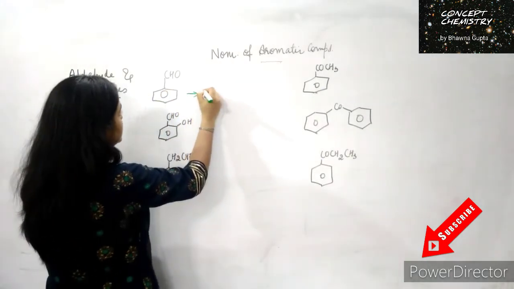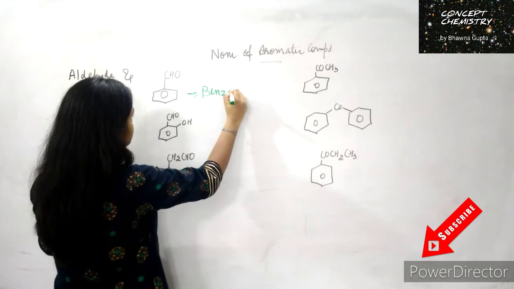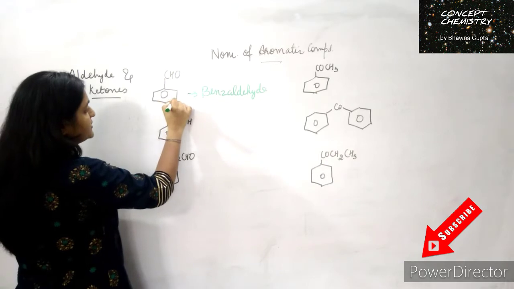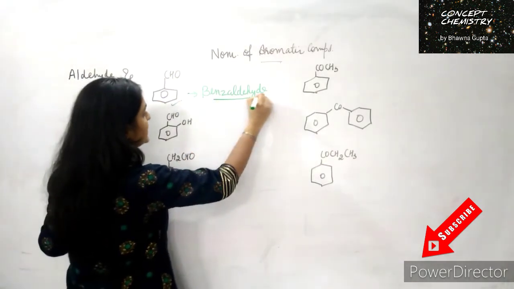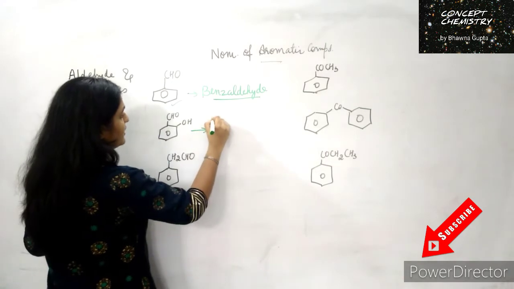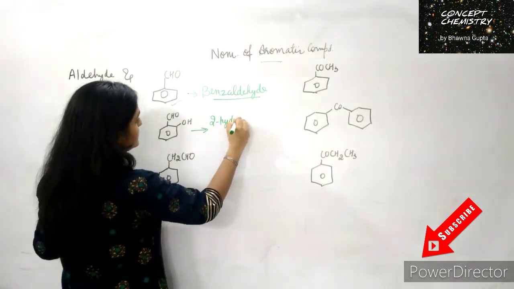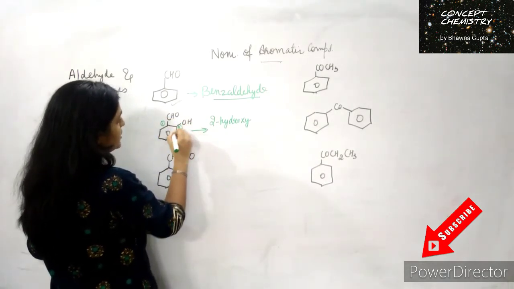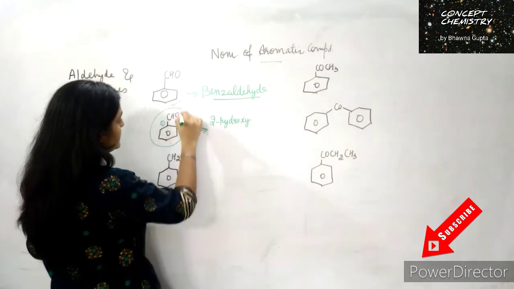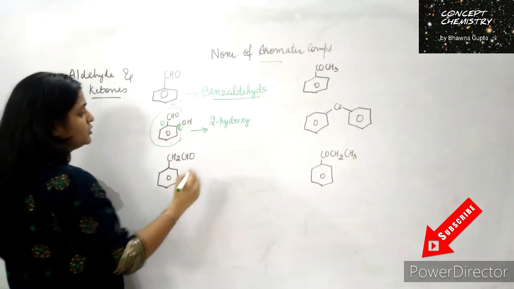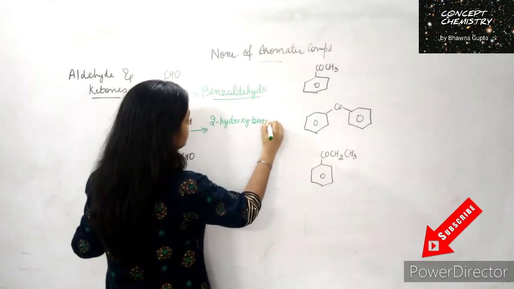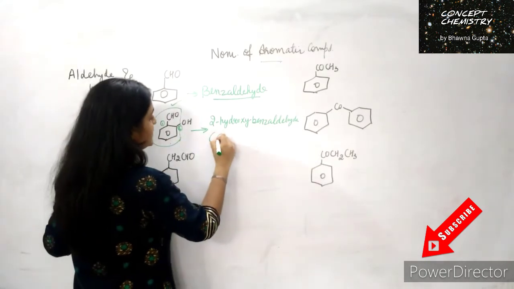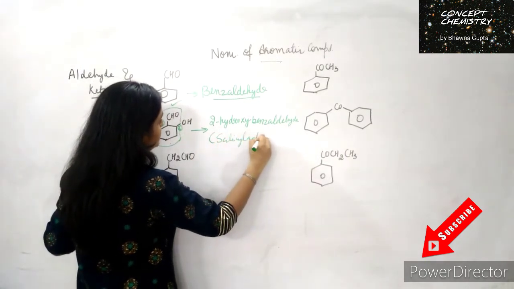First we have this, known as benzaldehyde. When the aldehyde group is present over the benzene ring, that is known as benzaldehyde. Next we have 2-hydroxy. This is 1 position, this is 2 position. This is benzaldehyde, and at 2 position we have a hydroxy group. So 2-hydroxybenzaldehyde, and the common name of this aromatic compound is salicylaldehyde.